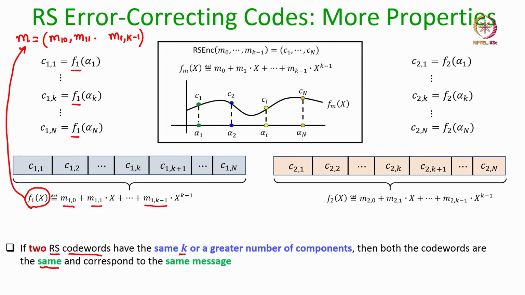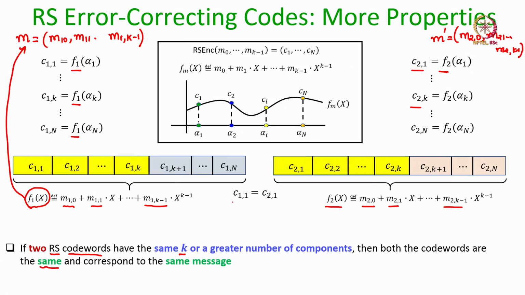In the same way, imagine that the second code word is obtained by evaluating a message encoding polynomial whose coefficients are m sub 2 0, m sub 2 1, up to m sub 2 k minus 1. Namely, it corresponds to a message m prime whose blocks are m sub 2 0, m sub 2 1, and so on up to m sub 2 k minus 1. Again, component-wise, the components of this second code word will be the evaluation of the second polynomial f sub 2 x at x equal to alpha 1, alpha 2, up to alpha n. Now, imagine that these two code words have the same k or greater number of components. Say for simplicity, they have the same first k components.